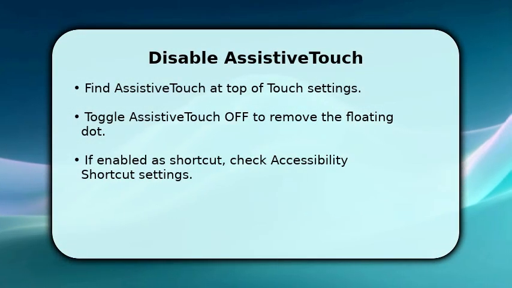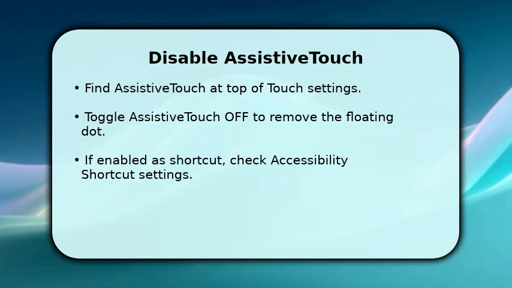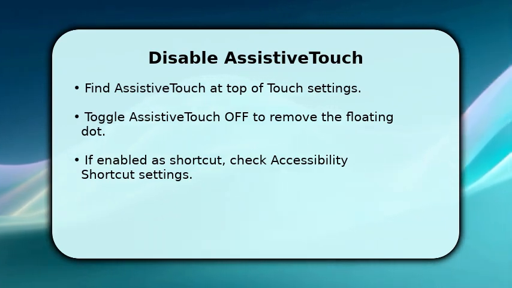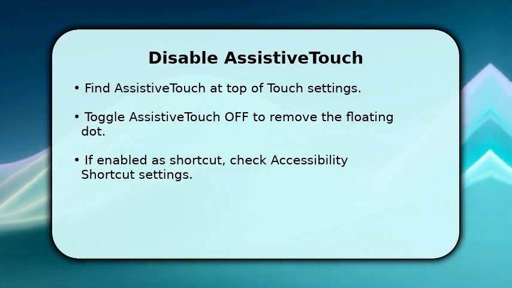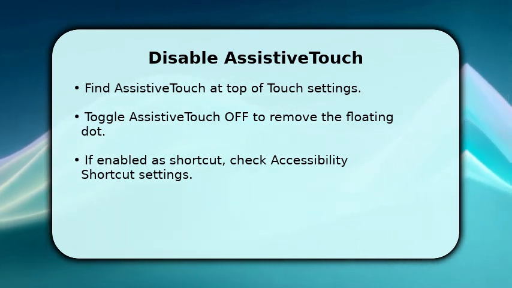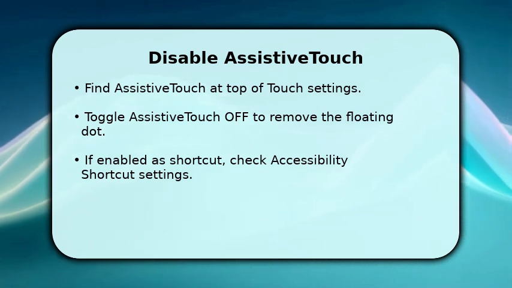You'll see AssistiveTouch at the top of the touch screen. Tap it. Then toggle AssistiveTouch to off. This immediately removes the floating dot. Once done, make sure the setting stayed off by backing out and reopening the menu.